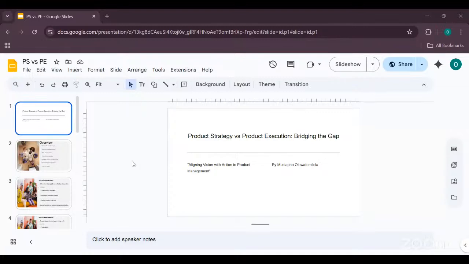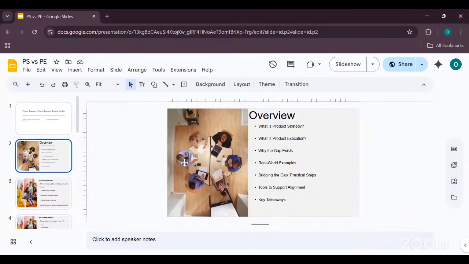Okay, so first off, we have the overview that says what is product strategy, what is product execution, why the gap exists, real world examples, bridging the gap, with practical steps and tools to support alignment and key behaviors.